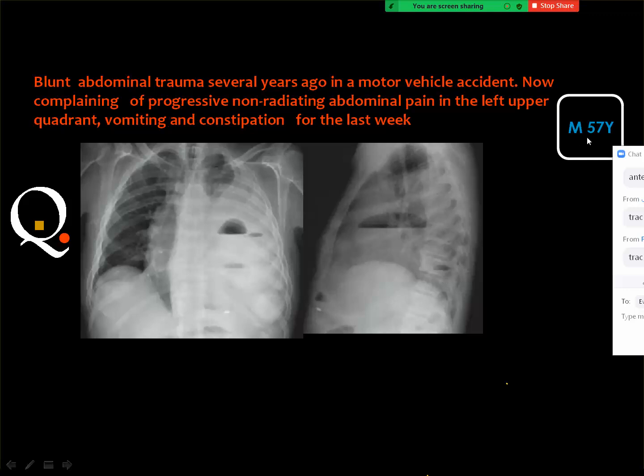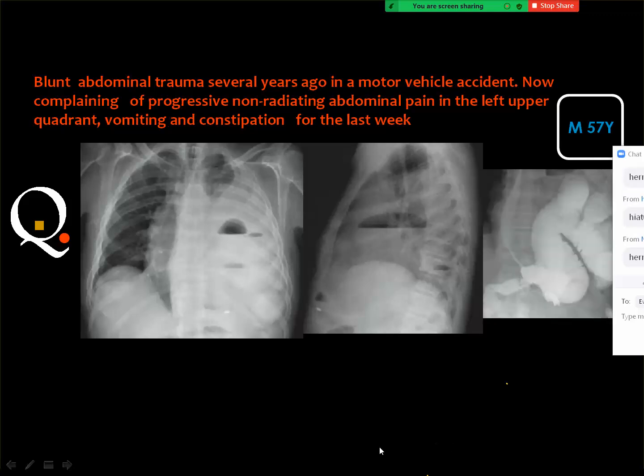Then this patient is 57 years old, and he was subjected to a blunt abdominal trauma several years ago in a motor vehicle accident. Now complaining of progressive non-radiating abdominal pain in the left upper quadrant, with vomiting and constipation for the last week. Then the chest X-ray showed some opacity in the left hemithorax with multiple air fluid levels.